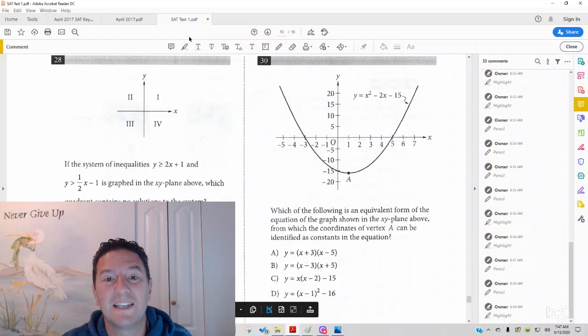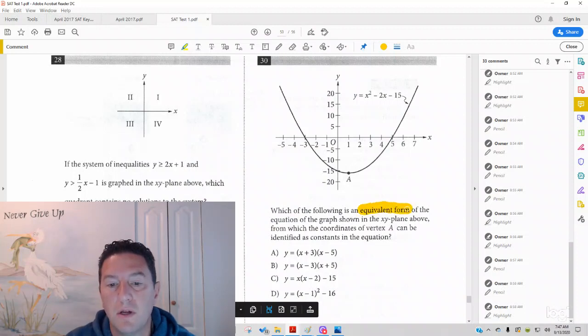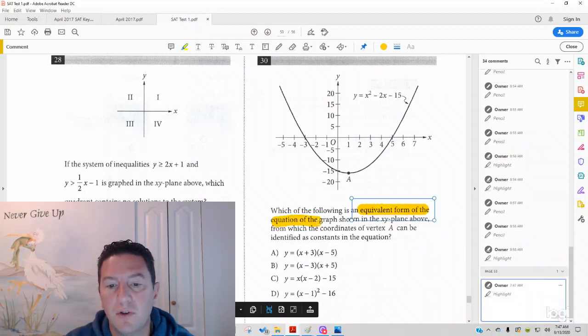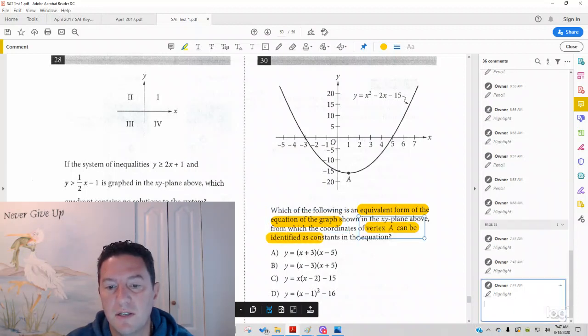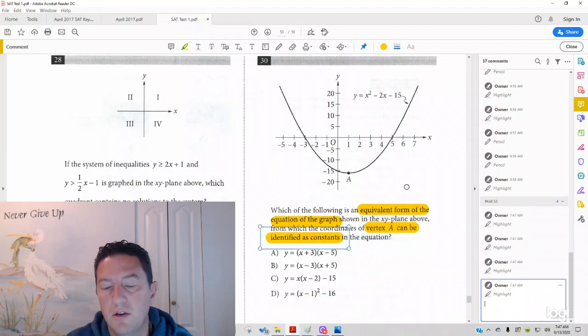And today we're going to look at Test 1, Section 4, number 30, which reads: which of the following is an equivalent form of the equation of the graph shown in the xy plane above, for which the coordinates of the vertex A can be identified as constants in the equation?